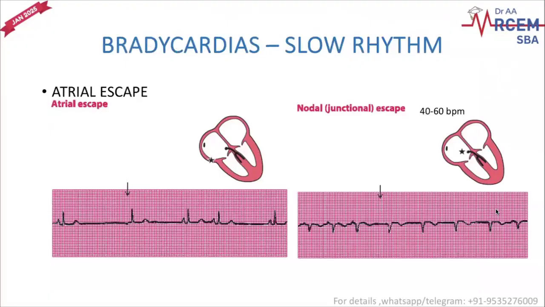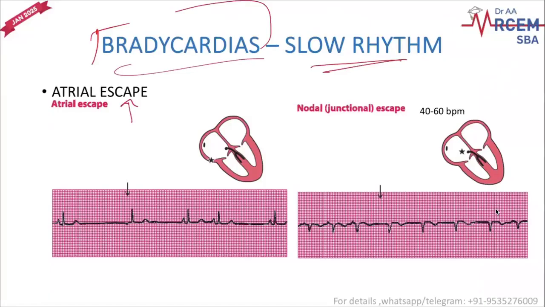Slow rhythms. In slow rhythms, bradycardias, we are entering into the slow rhythms. Blocks we have already dealt with in the last class. Let's just see what is atrial escape. Atrial escape basically means there is an escape in the atria. That means, what does it mean? It arises from the SA node itself, goes to the AV node and into the bundle of His. So normal electrical activity is passing.